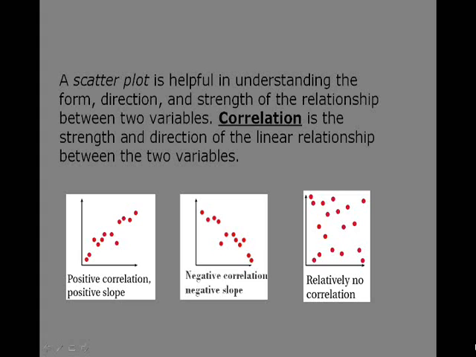Just by looking at the scatter plot, we can understand the form, direction, and strength of the relationship between the two variables. The strength and the direction of the linear relationship is what we will call the correlation. These three scatter plots demonstrate positive, negative, and relatively no correlation. And notice that the slopes are also of the same direction.